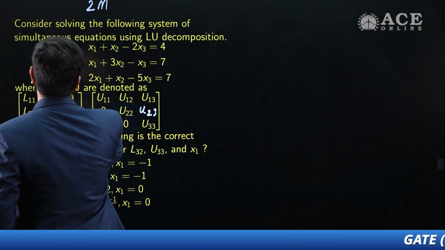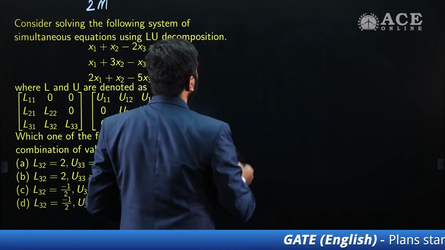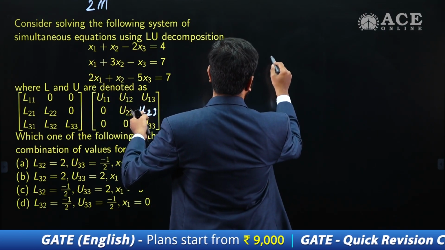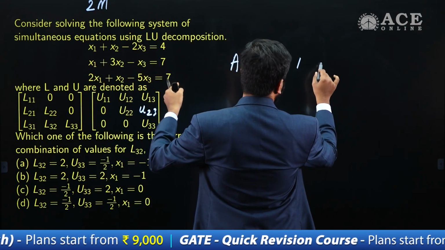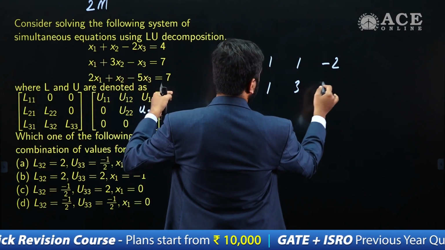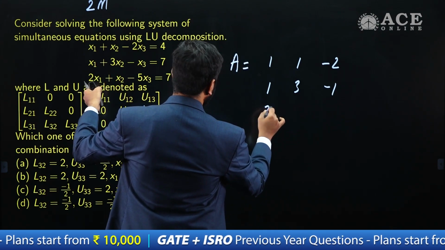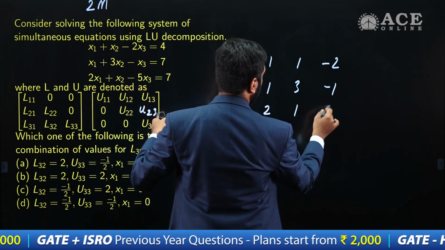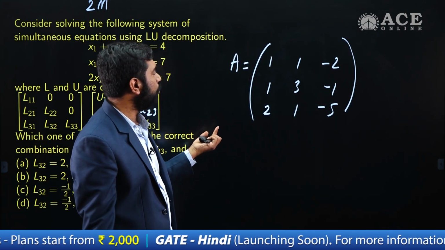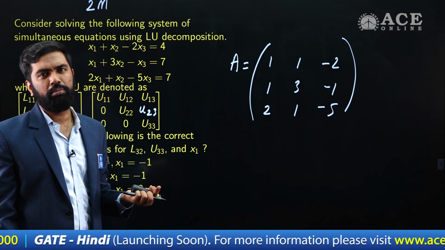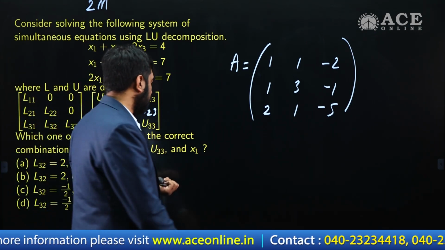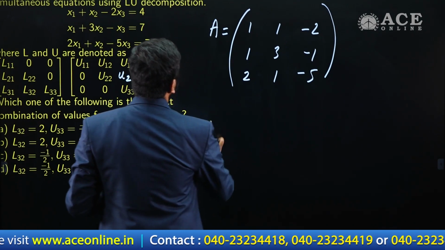Now the first and the foremost thing that we have to do is write the coefficient matrix. So what's the coefficient matrix? You have to pick the coefficients like 1, 1 and then minus 2, 1, 3, minus 1 and then 2, 1, minus 5, okay. So this is A. We need to reduce this A to row echelon form using only type 3 operation, right? So this is the procedure that we follow for finding the LU factors.